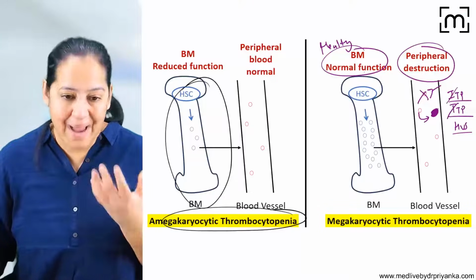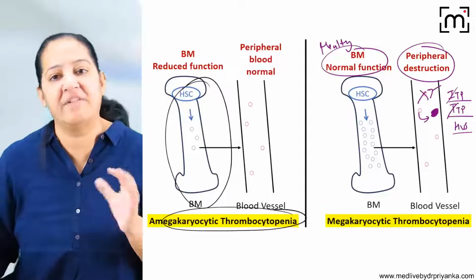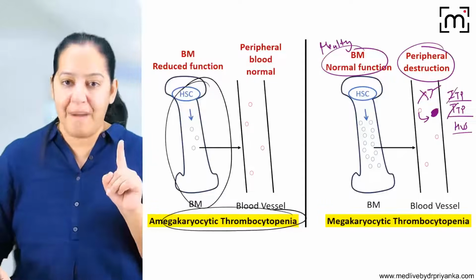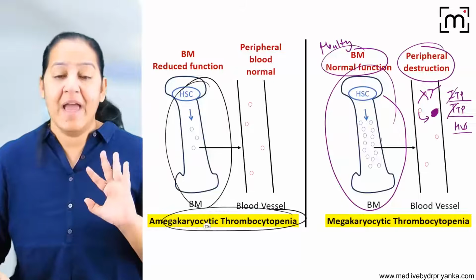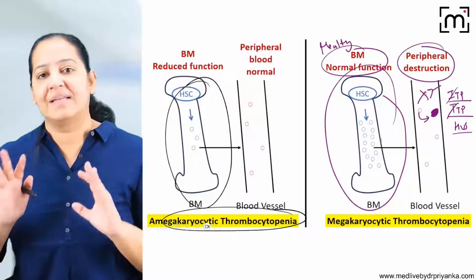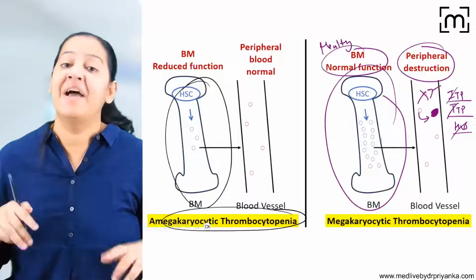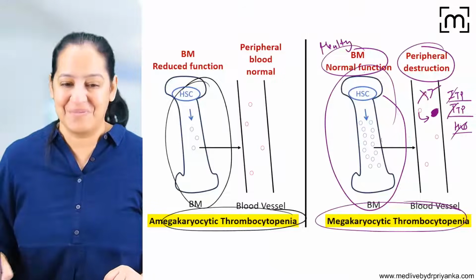In HUS, there is a bacteria, E. coli. The toxin of that bacteria will lead to thrombocytopenia. So the cause is different, the agent is different, but in all of them, the marrow is normal, healthy, and rather it is hypercellular. So that is the meaning. I'm going to discuss three types of thrombocytopenia in detail. All of them are megakaryocytic thrombocytopenia.